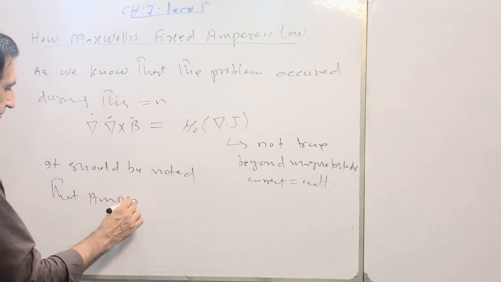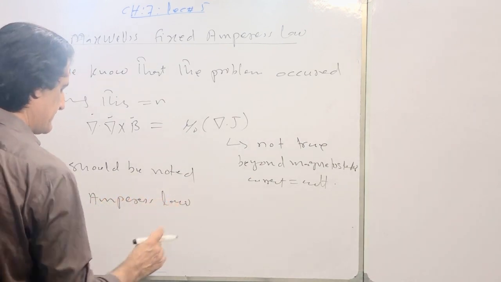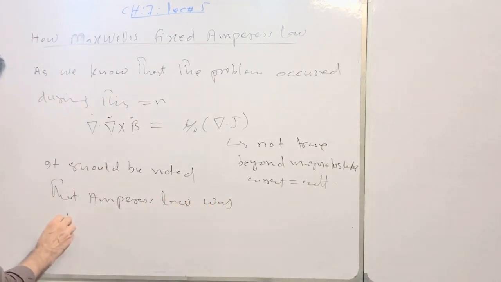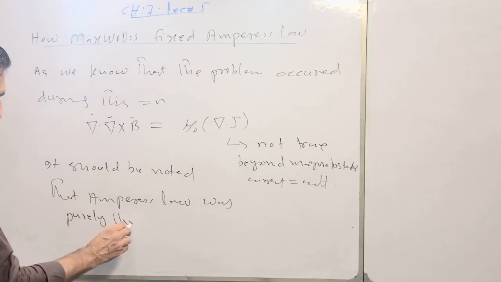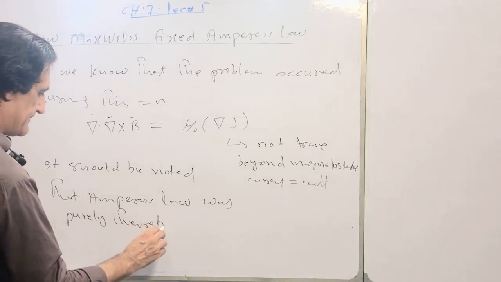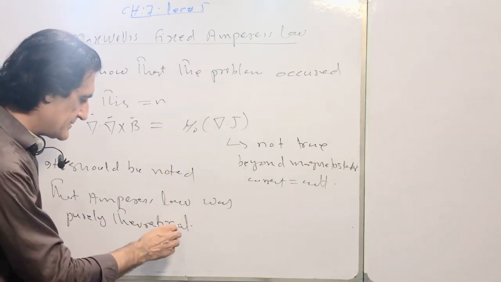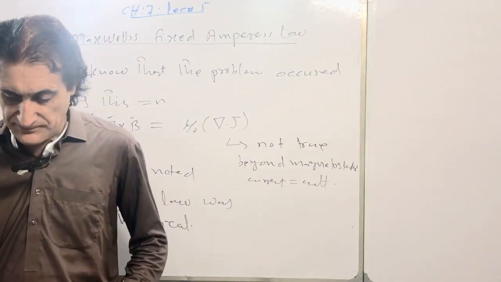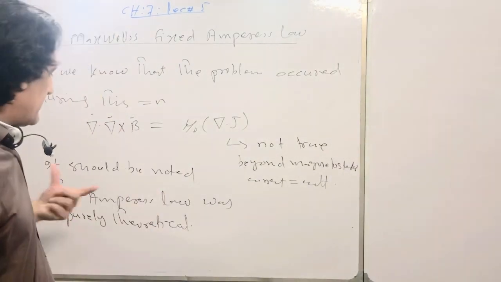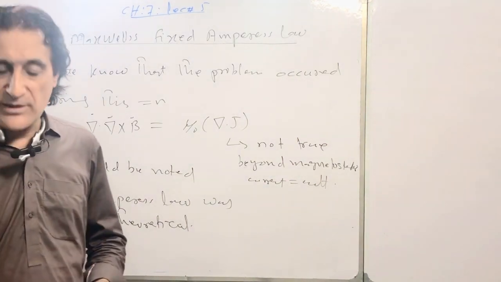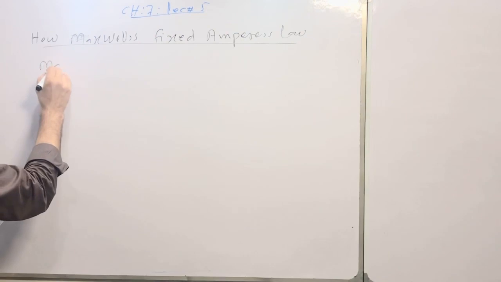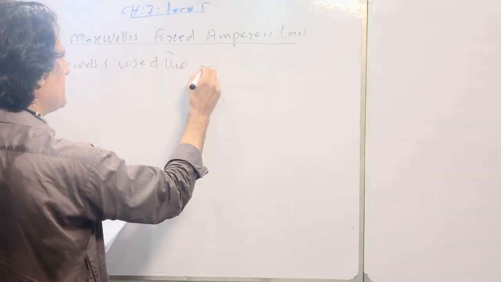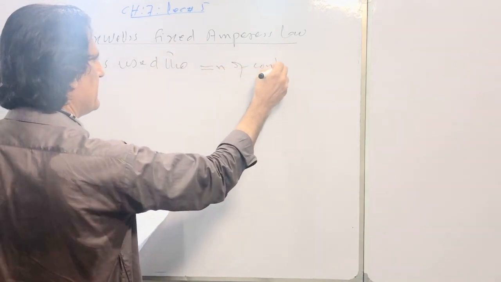Ampere's law was purely theoretical. This point is clear, that Ampere's law was purely theoretical. Then Maxwell also provided the theoretical arguments. Maxwell used the equation of continuity.